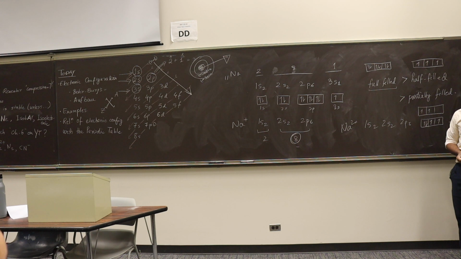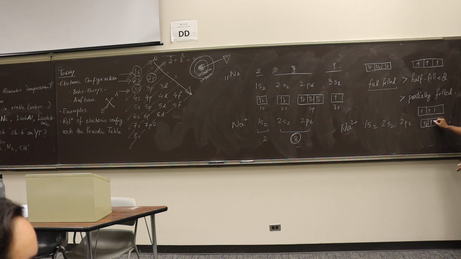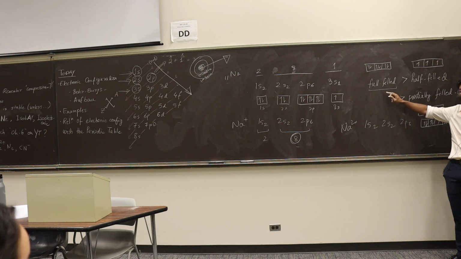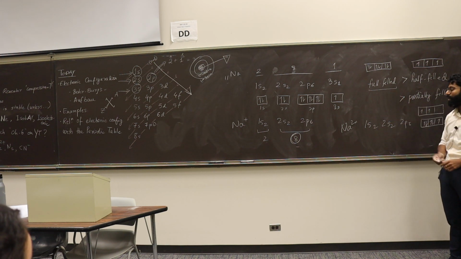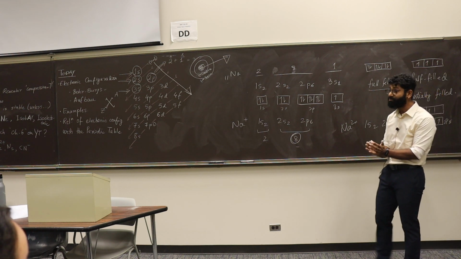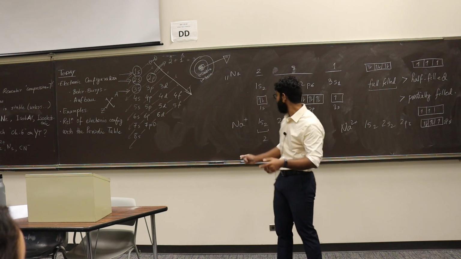Why? It's already stable. Right, because if you go from Na plus to Na2 plus, you'll have to go to 2p5, and it will look something like this. So this is 2p5. This is a partially filled orbital, which is less stable than a full-filled orbital. And that is why Na stops at Na plus, but Mg does not stop at Mg plus. Mg is the same, right?